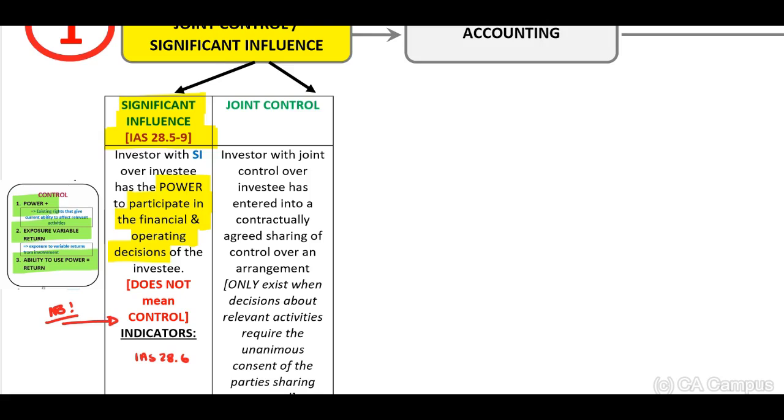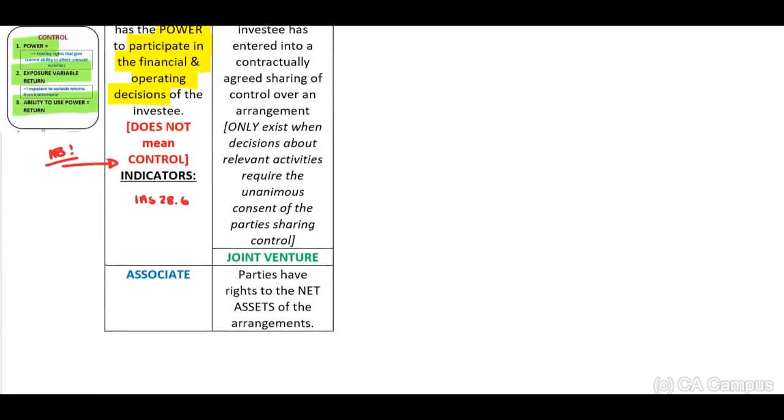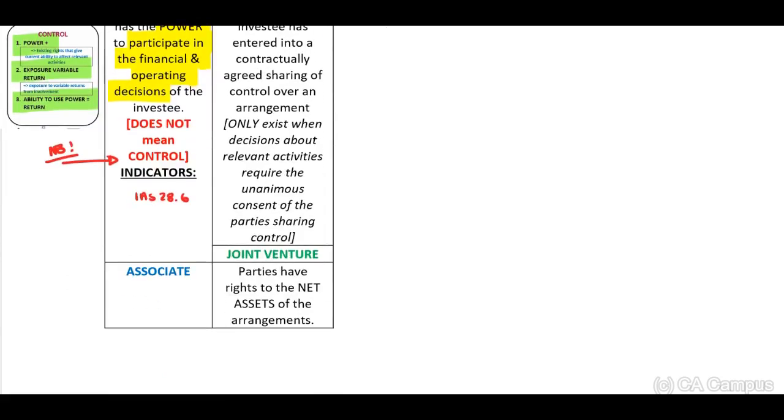Okay. Now, if we look at significant influence and we are able to identify that an entity has significant influence over another entity, for example, A has significant influence over B, B will be an associate and we need to apply IAS 28.